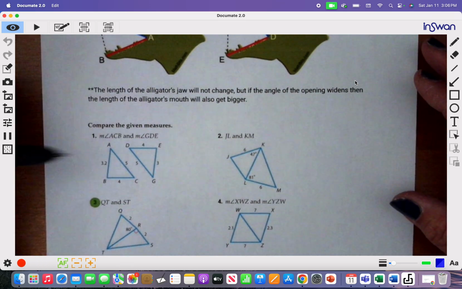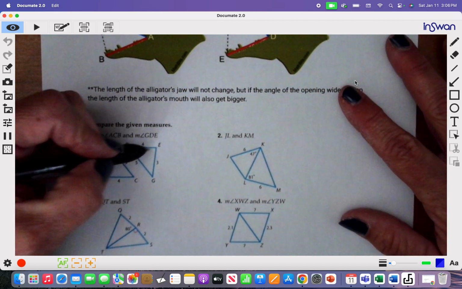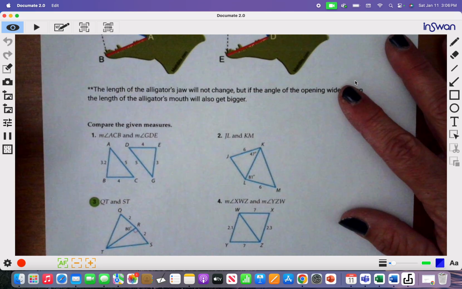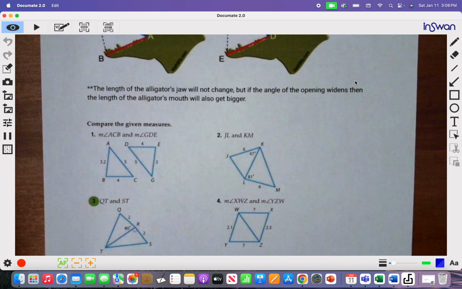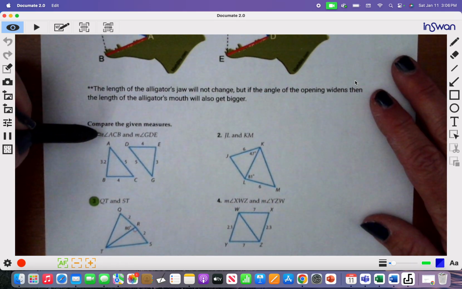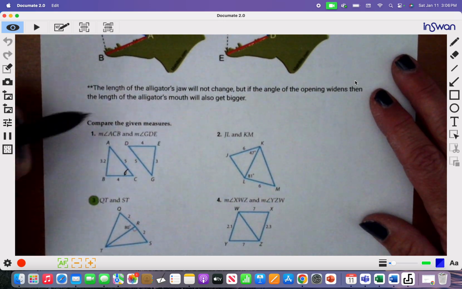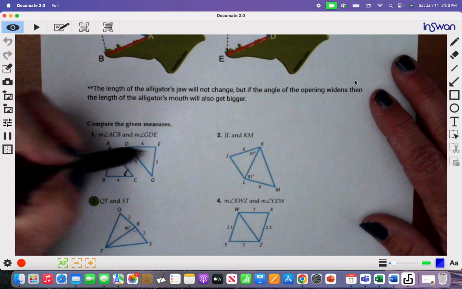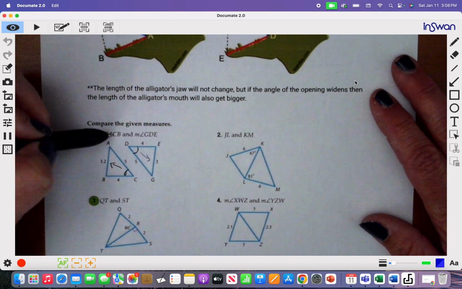So we're comparing these two triangles, and we know that this works for the hinge theorem because this side and this side are congruent, and this side and this side are congruent. So we're talking about the included angle, which is the angle that's made up by those two sides. So we have the measure of ACB. Where is ACB? ACB is here, and GDE is here. So we're going to look directly across from it, and we're going to keep these in order.